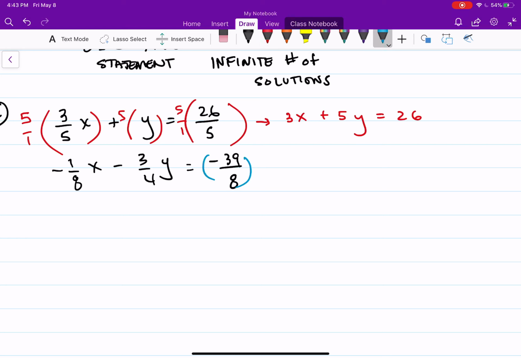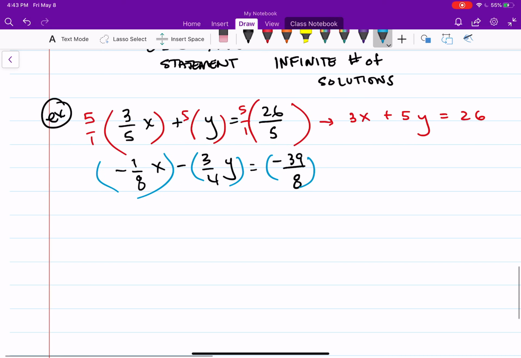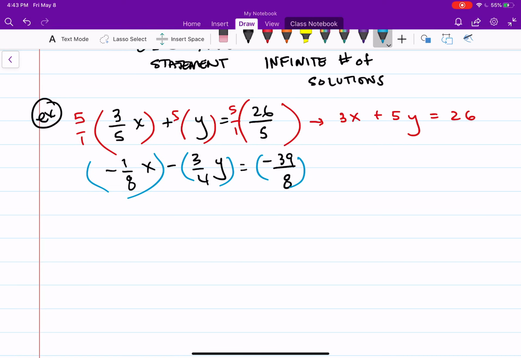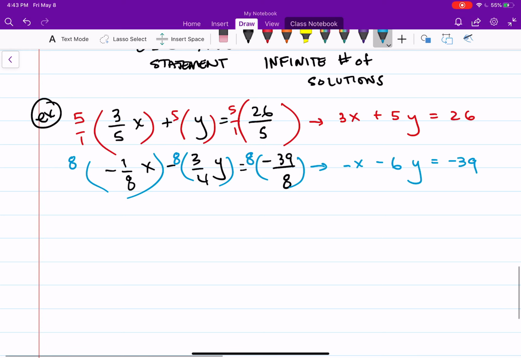The bottom one, what do I do to multiply every single term by to get rid of the 8 and the 4? Again, this is just like LCD. If you multiply everything by the LCD, which is 8, then I could get rid of the denominator. The first one is going to be a negative x minus a 6y is equal to negative 39.